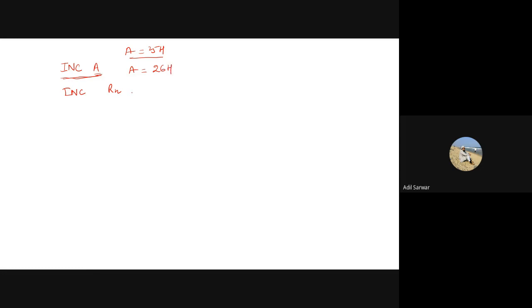Similarly, if R1 was having 27H, and if I write INC R1, then after this instruction R1 will be having 28H. As simple as that.